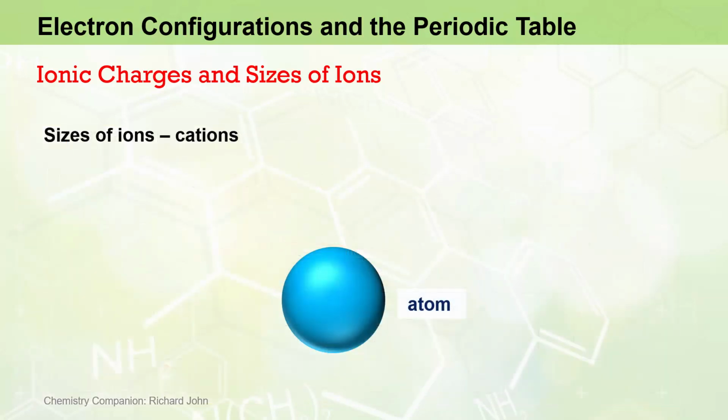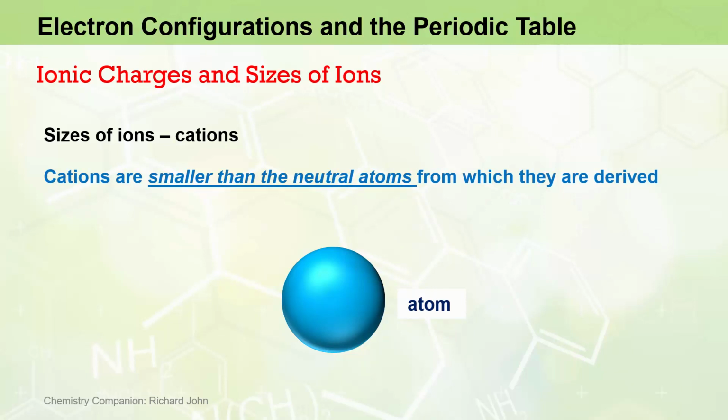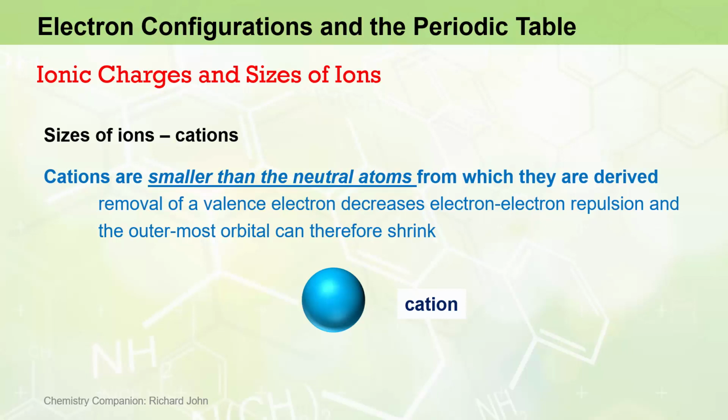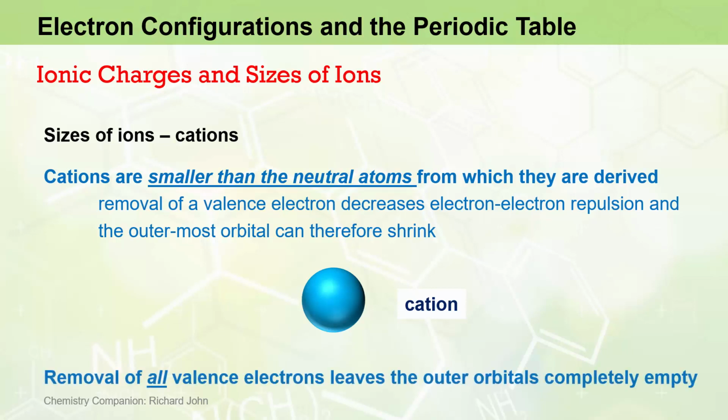Another property that a consideration of electron configurations can explain is the relative sizes of ions. Cations are smaller than the neutral atoms from which they are derived. This is because removal of one or more valence electrons decreases the electron-electron repulsion, and the outer orbitals can therefore shrink. Removal of all the valence electrons leaves the outer orbitals completely empty, and the size of the ion is therefore determined by the size of the core orbitals, which exist in a shell with a lower value of n compared to the neutral atom.